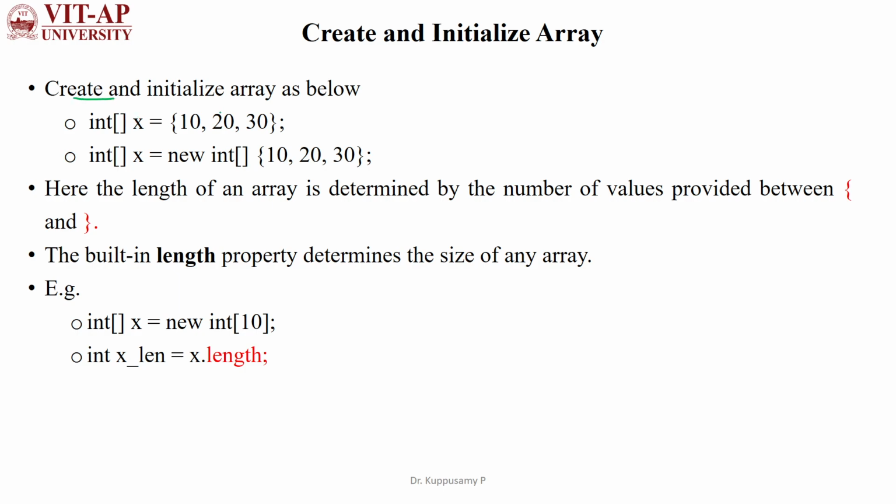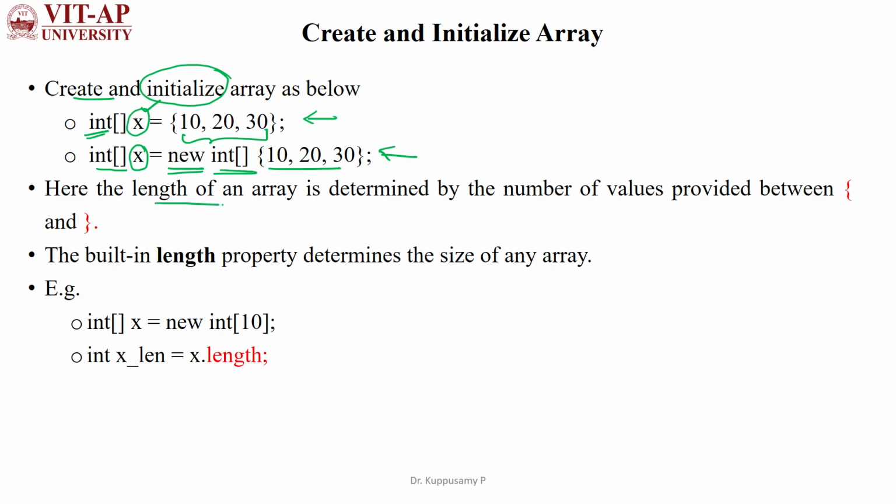We can create the array in different ways and initialize the values of that array. Here I have created an integer array. The x is the variable name, and we are assigning these three values to this array variable x. So this is one method to assign values to an array variable. The second method: I am creating the integer data type array, variable name is x, using the new operator, and initializing the values with 10, 20, 30. This is another method to initialize values of the array variable.